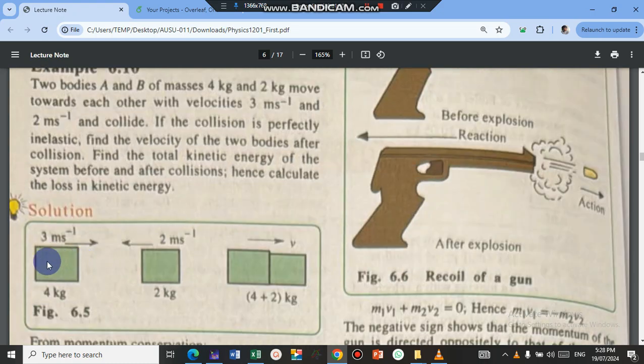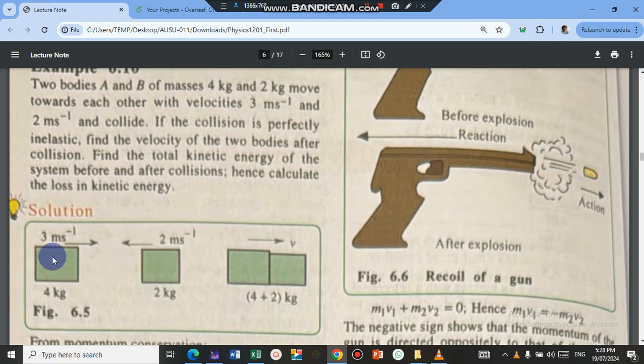So as we can see, here is the first body with a mass of 4 kilogram, and this is the velocity, and it moves to the right. And I have the second body, which is of less mass, 2 kilogram, and it moves with a velocity of 2 meters per second to the left.